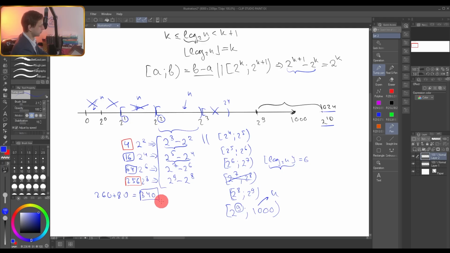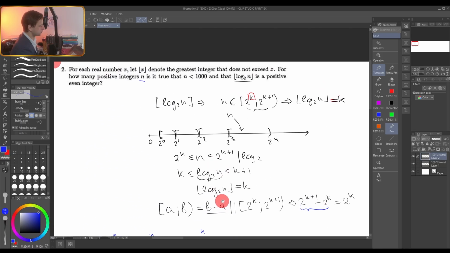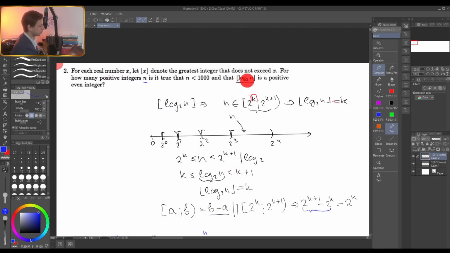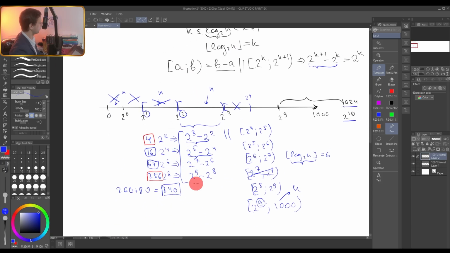340 different values of integer n that are less than 1000, and for each of these n we have that log 2n is a positive even integer. So 340 is our correct answer. This is it. Let's go to the next one.